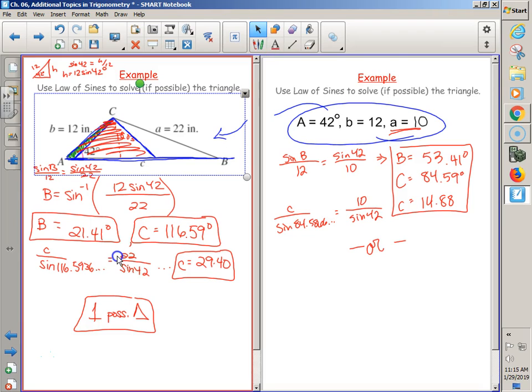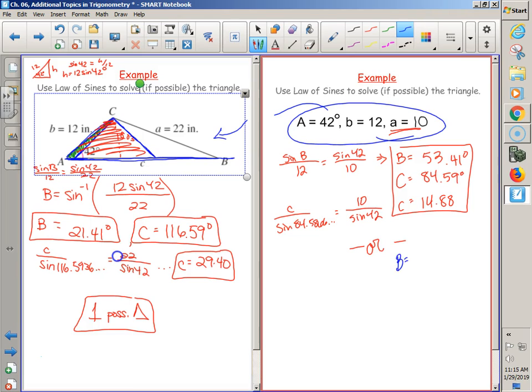So how do we find it? Here's your or. Ready? Or angle B is equal to 180 minus the one from up here, 53.41. It has to do with properties of sine inverse.